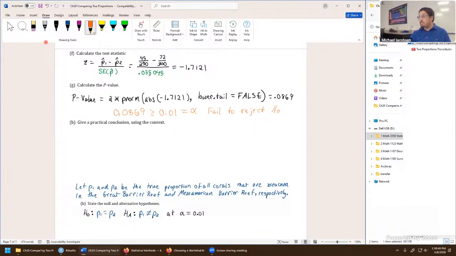The way it would be phrased is they go back here. That was the research question. So the way they're going to give a conclusion now is they're going to be honest and say, we did not have significant statistical evidence that that statement is true. So that's how we phrase the conclusion.